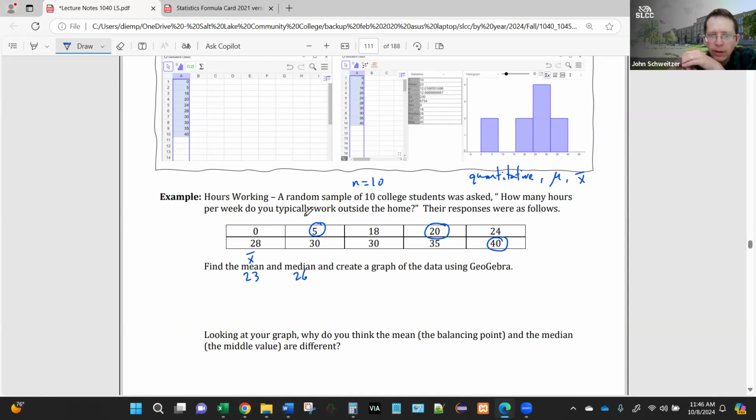So then we want to create a graph of the data using GeoGebra. And at various times in the project, there's still part 2, 3, and 4 to do. So, every now and then you'll have a graph to create.